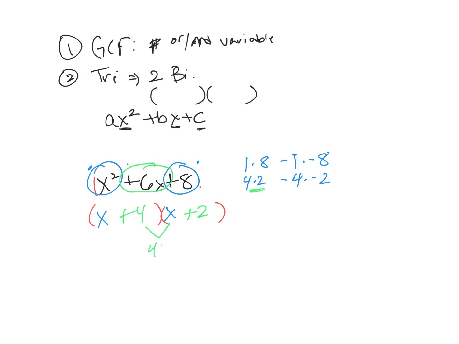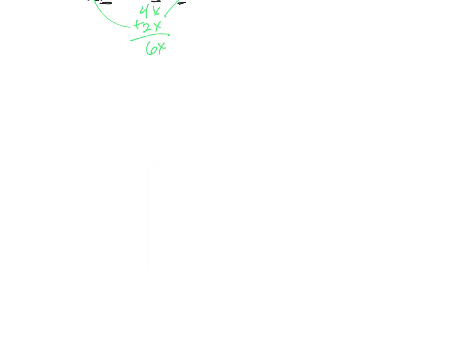And we're going to double check. We have 4x and multiply on the outside, 2x. When we add them together, we get 6x. And that is my answer. Okay, let's look at another one.